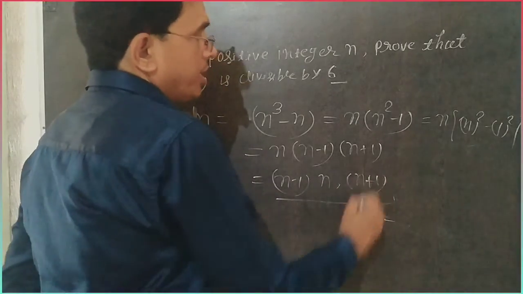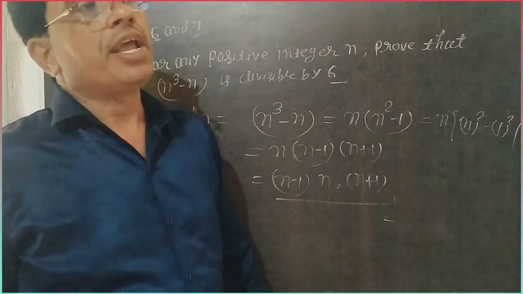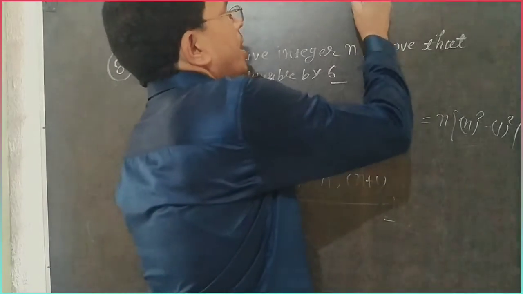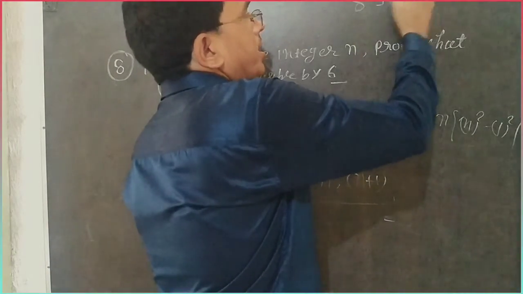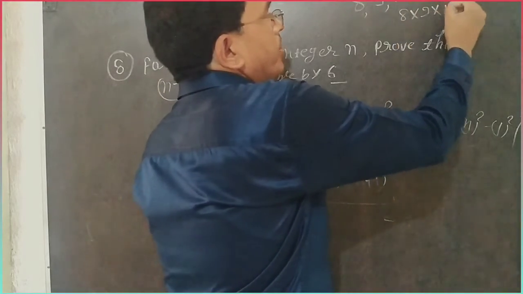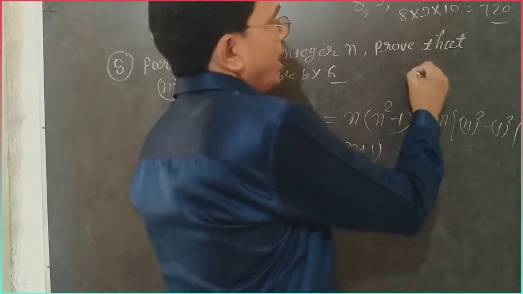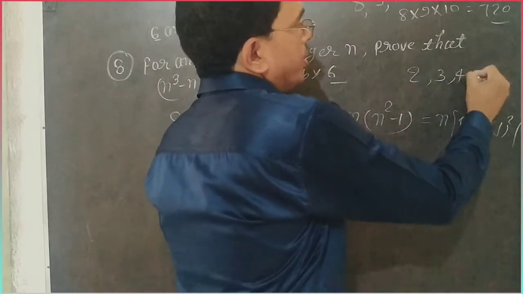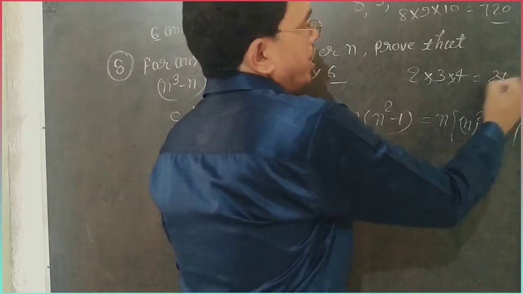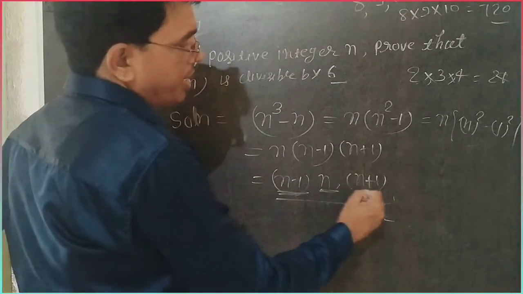And we know that the product of three consecutive positive integers is always divisible by 6. You take any three consecutive positive integers, like 8, 9, 10. Three consecutive positive integers, then 8 into 9 into 10, it is 720. It is clearly divisible by 6. You write 2, 3, 4. It is 2 into 3 into 4. 2 times 3 is 6, times 4 is 24. It is always divisible by 6. So your question has n minus 1, n and n plus 1.